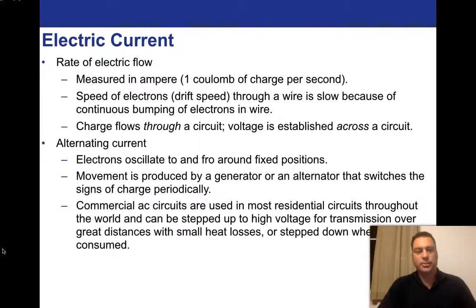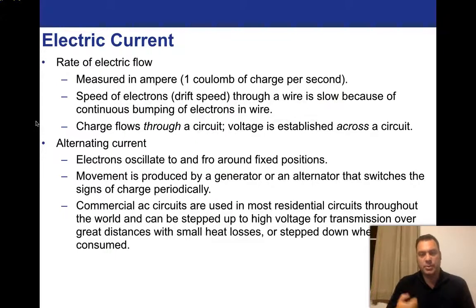The rate of electrical flow is measured in something called amperes. You guys have all heard of amps, right? You turn on your vacuum cleaner and it draws 1 amp of current. The speed of electrons, though, what we call the drift speed through a wire, is slow because of continuous bumping of electrons in the wire.